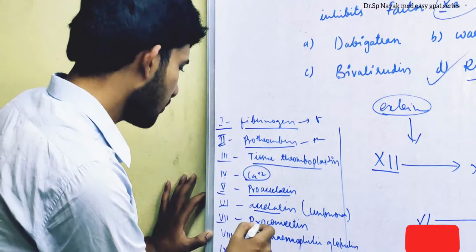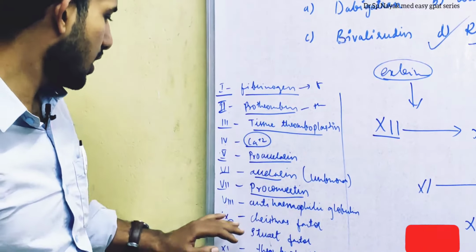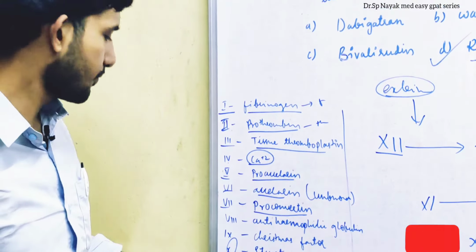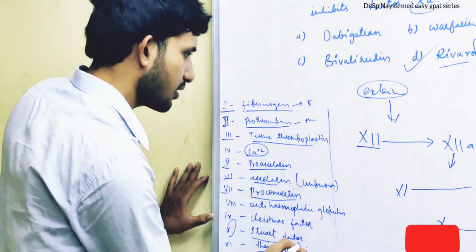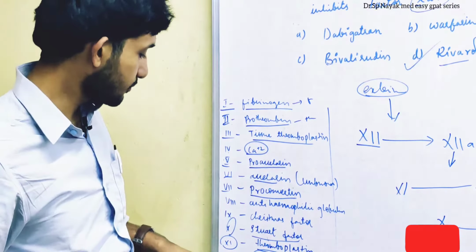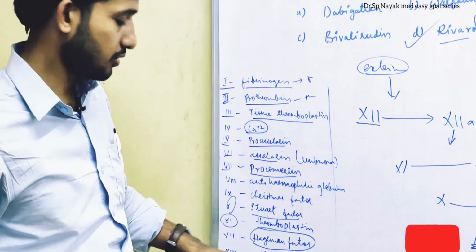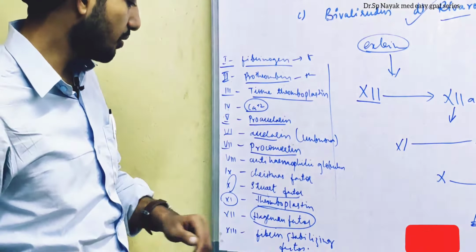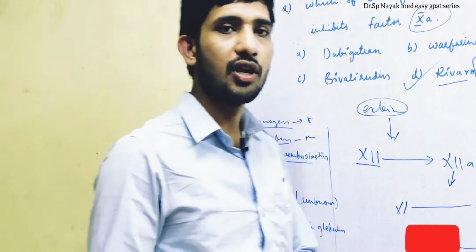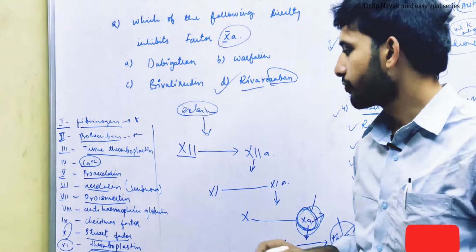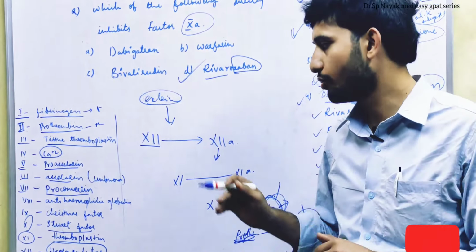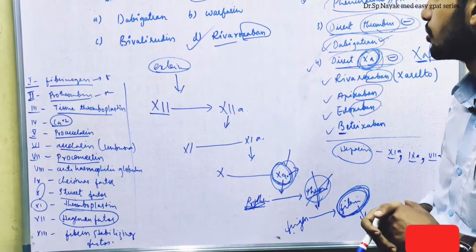Factor 7 is called proconvertin, factor 8 is called anti-hemophilic globulin, and factor 9 is called Christmas factor. Factor 10 is called Stuart factor. Factor 11 is thromboplastin antecedent. Factor 12 is Hageman factor, and factor 13 is fibrin stabilizing factor. So these are some of the names of factors. Try to memorize all these names because they are very important. You can expect questions from these concepts.